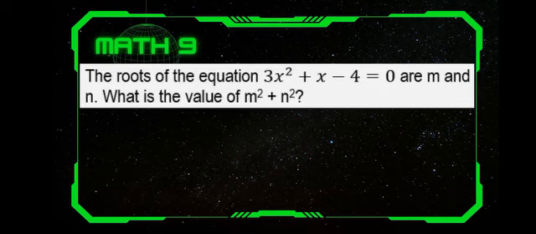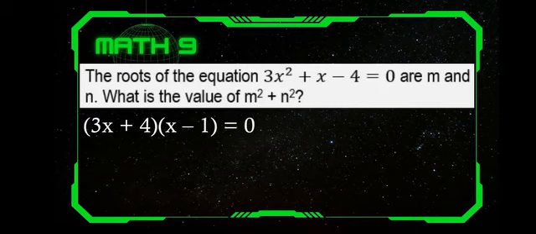The roots of the equation 3x squared plus x minus 4 is equal to 0 are m and n. What is the value of m squared plus n squared? Before getting the value of m squared plus n squared, we need to find the values of m and n, which are the roots of the equation. So we can solve this by factoring. The factors of 3x squared plus x minus 4 are (3x plus 4) times (x minus 1).